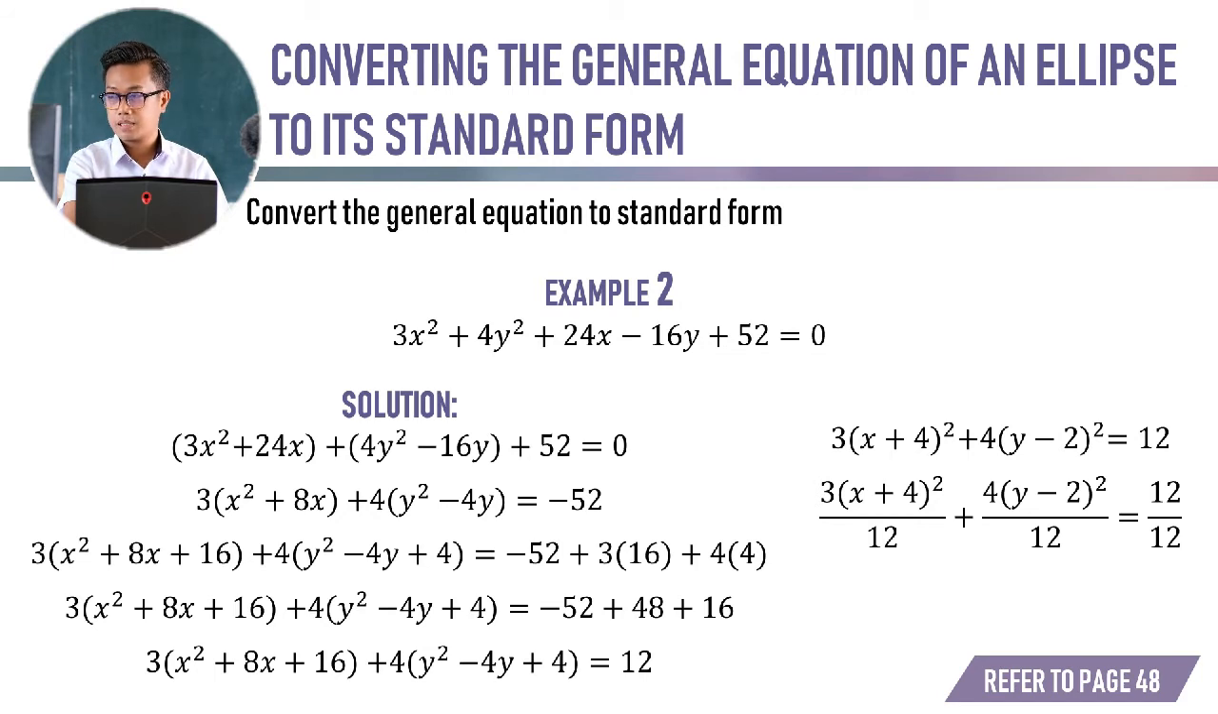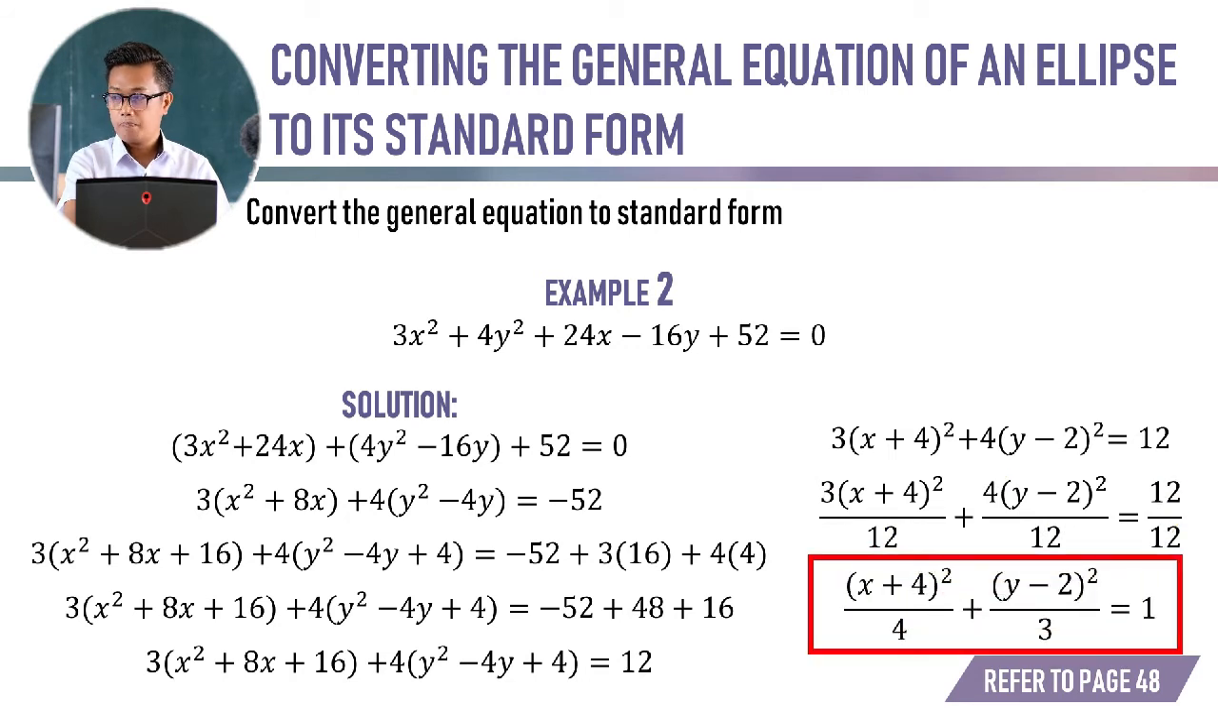So, this becomes 3 multiplied by the square of x plus 4 over 12 plus 4 multiplied by the square of y minus 2 over 12 is equal to 12 over 12. Simplifying 3 divide 12 and 4 over 12 and 12 over 12, this becomes the square of x plus 4 over 4 plus the square of y minus 2 over 3 is equal to 1. So that is your final answer for example number 2.